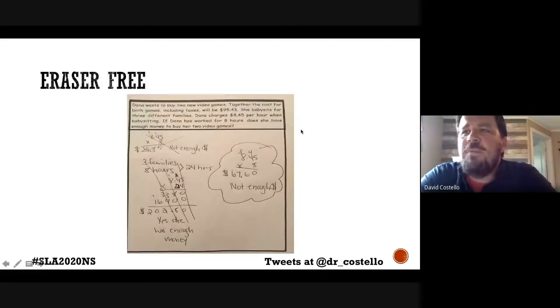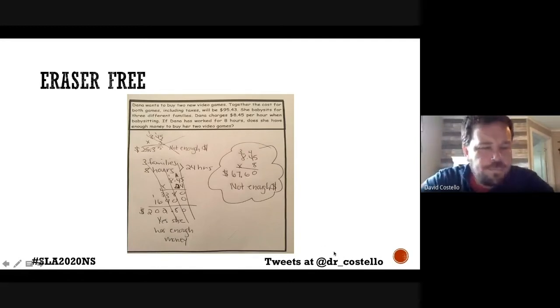And here is an example of a work sample, and I'll just read what the word problem is. So Dana wants to buy 2 new video games. Together, the cost for both games, including taxes, will be $95.43. She babysits for 3 different families. Dana charges $8.45 per hour when babysitting. Wow, do you know what? Having children, I think it should be worth more than $8.45, but that's just me. If Dana has worked for 8 hours, does she have enough money to buy her 2 video games?